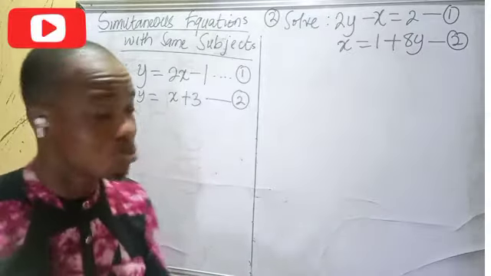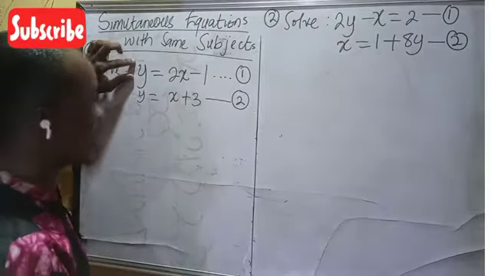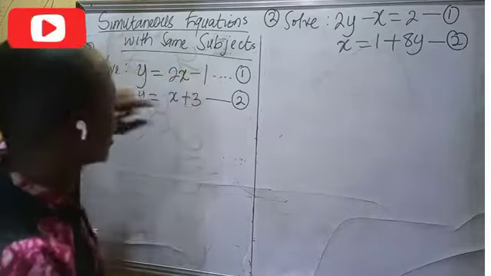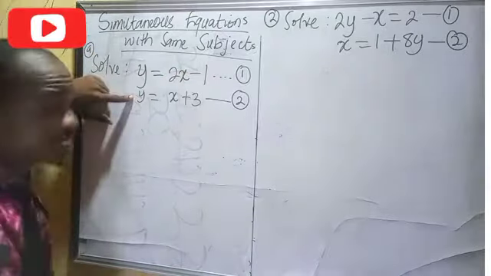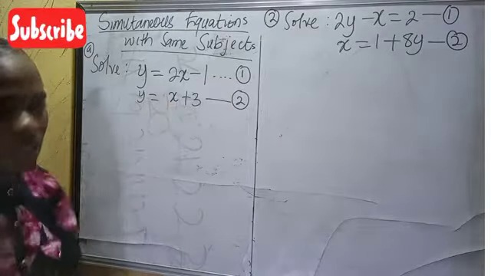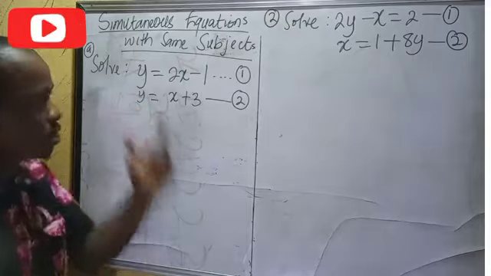And what do I mean by subject? Again, if you look at this, y is standing alone here. That's what is the subject in this one. And if you look at this, y is standing alone here. Therefore, y is the subject here. Are you getting now? y equals to x plus 3.